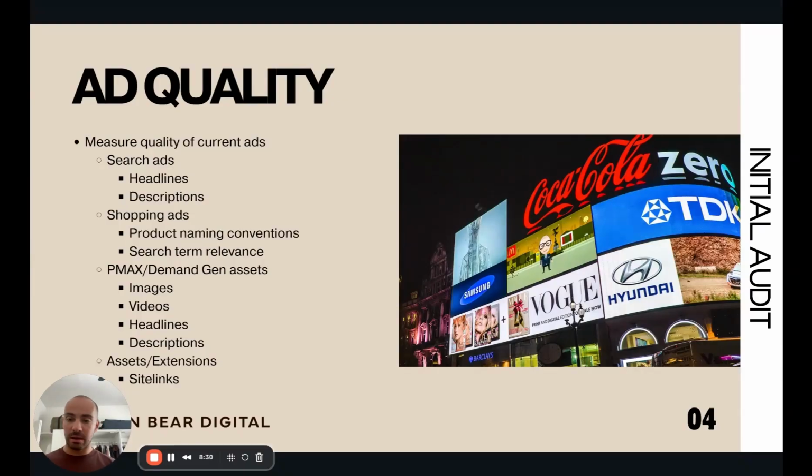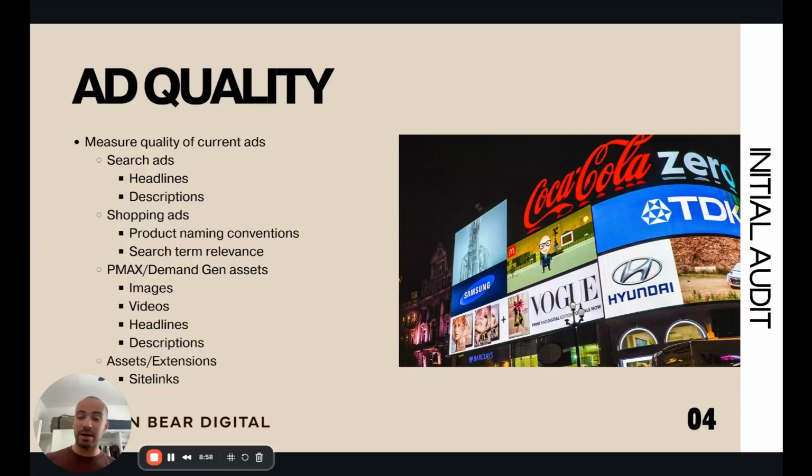PMAX and demand gen: the images, videos, headlines, descriptions. Headlines and descriptions go the same as what you would see for search. But then for the images and videos, make sure you've got relevant, high quality images, same with videos. Make sure they're engaging. Again, for videos, kind of like the social precedents you'll set, make sure you've got a strong hook, something that will get attention, get people watching and keep them hooked to your video from the get-go. And make sure you get those view-throughs.